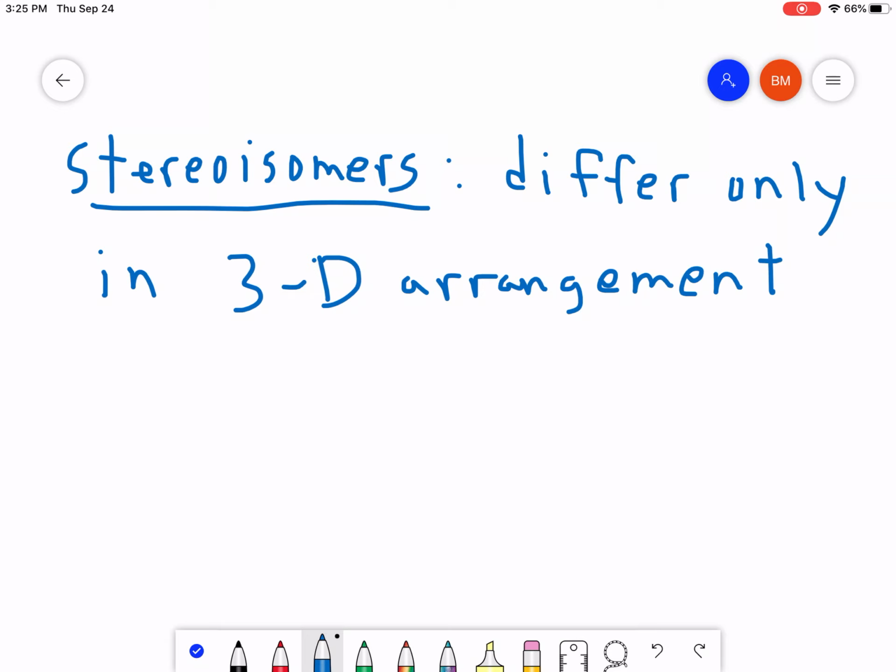Stereoisomers are compounds that have the exact same molecular formula, the exact same arrangement of bonds and atoms in 2 dimensions, but they differ only in a 3-dimensional arrangement. So they look very, very similar to each other, but they have a different 3-dimensional arrangement in space.